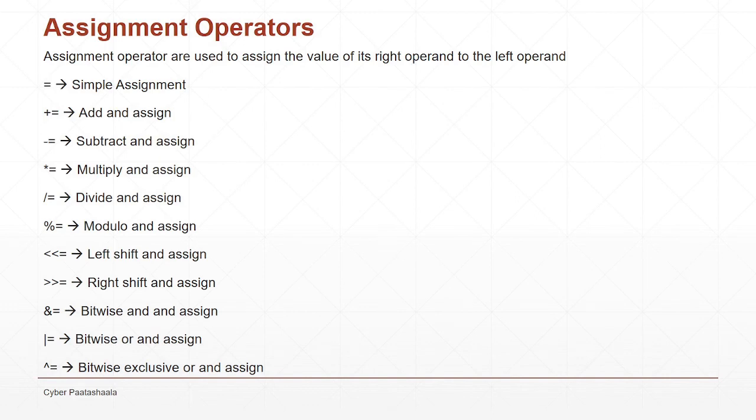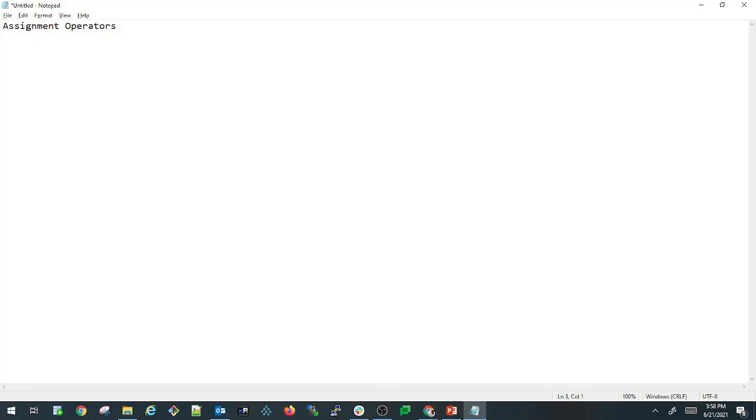Assignment operators. The assignment operators are used to assign the value of the right operand to the left operand. These are the basic assignment operators that we have: simple assignment, add and assign, subtract and assign, multiply and assign, divide and assign, modulo and assign, left shift and assign, right shift and assign, bitwise AND and assign, bitwise OR and assign, and bitwise exclusive OR and assign. Let us quickly look at a few examples on assignment operators. Let us start with the simple assignment operator.